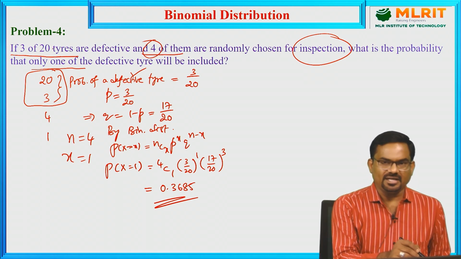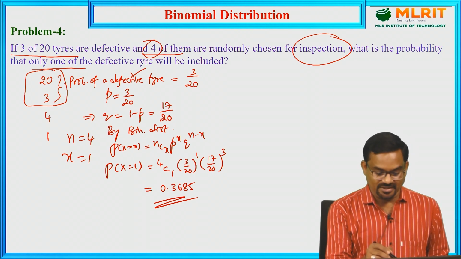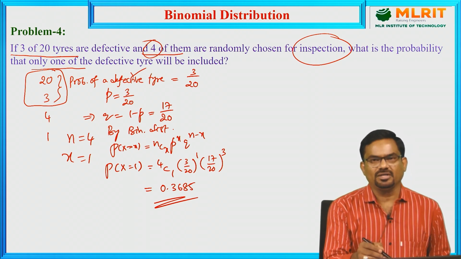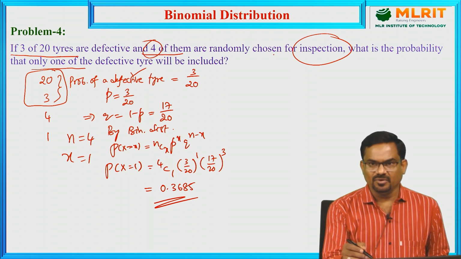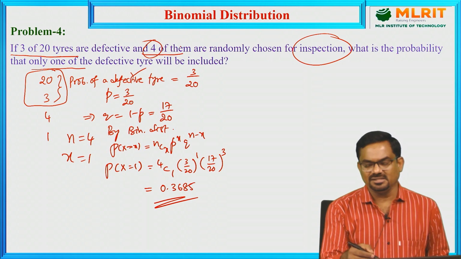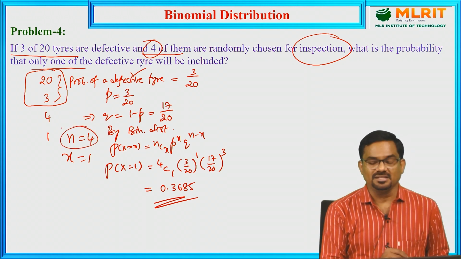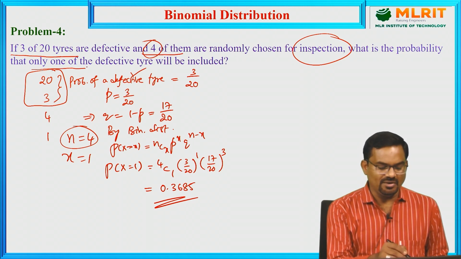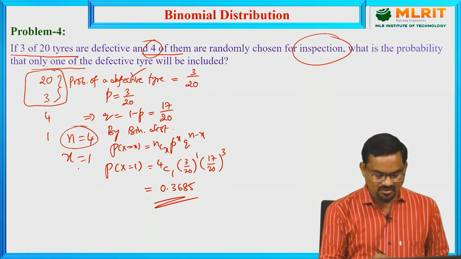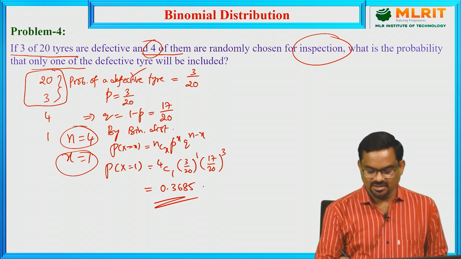So, in this particular problem, you have to clearly observe the given values. Out of 20 tires, 3 are defective. This information is given to find the probability of a defective tire. Then 4 tires are selected at random and we need to inspect all 4. That means the experiment here is inspecting each tire. So, n equal to 4 is the number of trials, and out of 4, only one tire will be defective. So, x equal to 1.